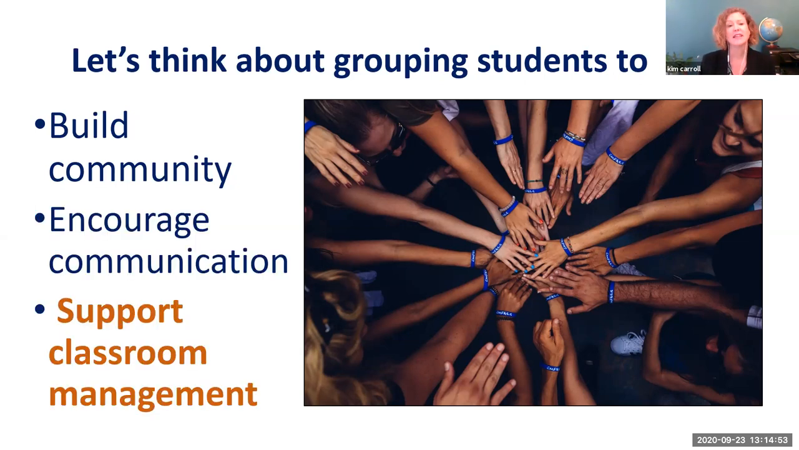Finally, it can help you to support your classroom management strategies. When you group intentionally and not just because, you can really help to hone your classroom management skills by how you put the groups together. So we're going to look at these things as we go throughout our session today.